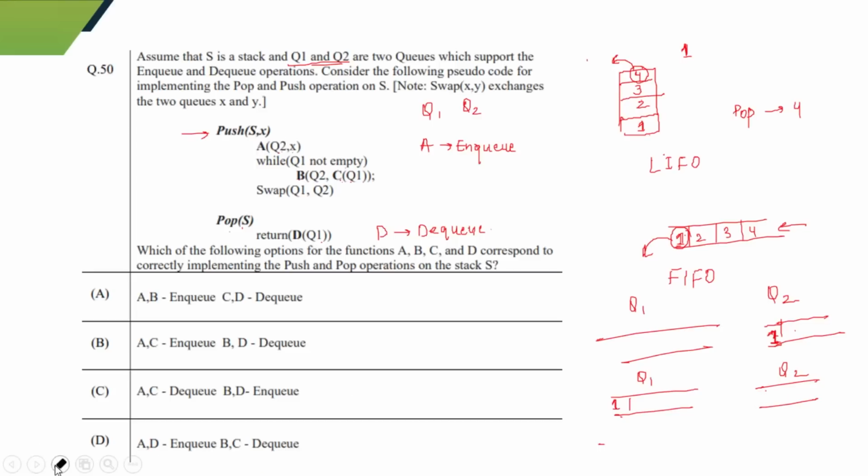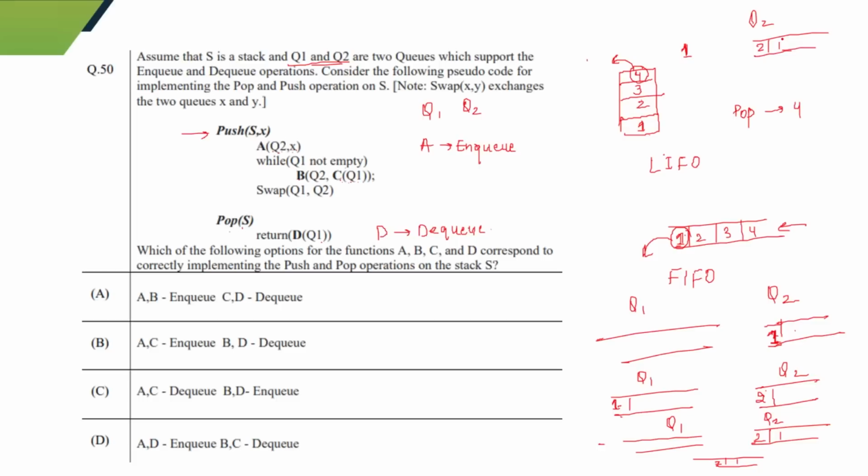Now for the second step, what would I do? I would add another element in Q2. Let's say I have added this element 2. Now, while Q1 is not empty, Q1 is not empty here. So I'll take an element out of this Q1. I'm taking this 1 and adding it in Q2. So Q2 would become 2 and 1, and Q1 would become empty. If I interchange Q1 and Q2, I'll get this 2 and 1. Now if I pop one element out of this, what would I get? 2.